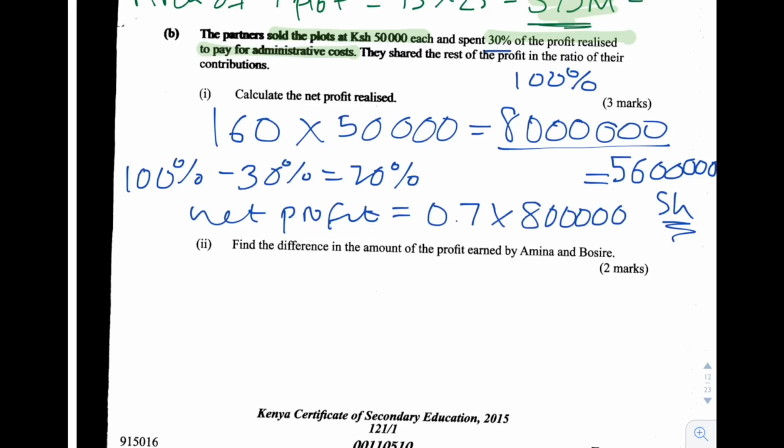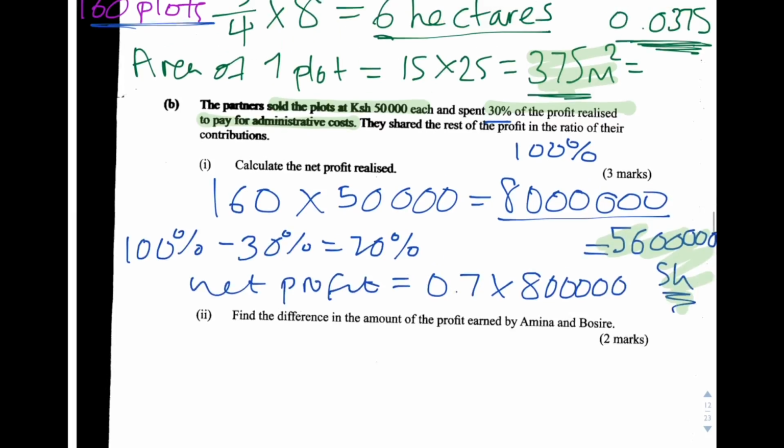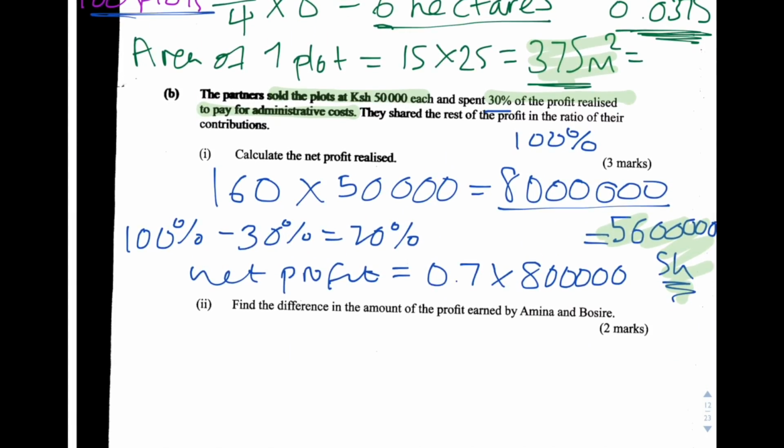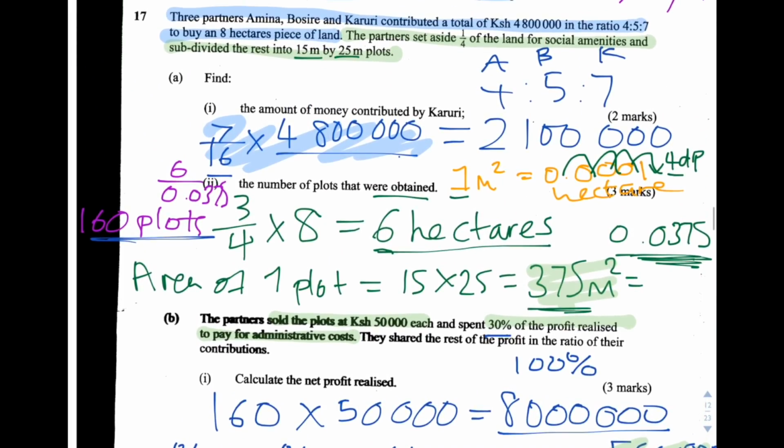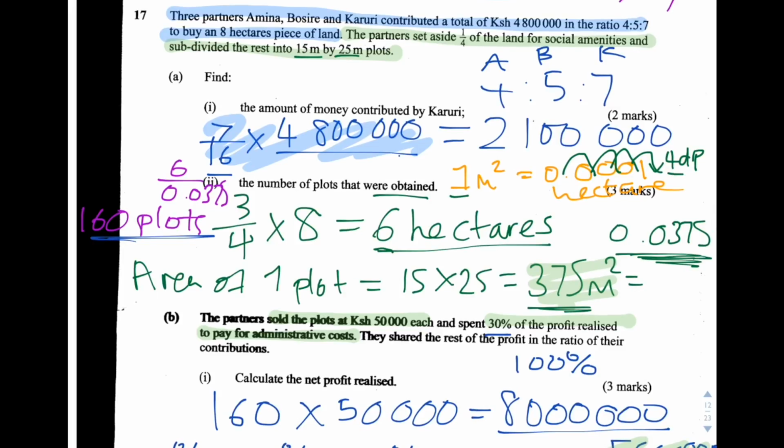So B part 2 says, find the difference in the amount of the profit earned by Amina and Bosire. So we need to use this answer that we obtained in the first part, and we also need to recall the ratios from the previous section, because we're told that they shared the rest of the profit in the ratio of their contributions when it came to buying the land, and we're told that in part A. So we're told in part A that the ratios in which they split the contribution was 4 to 5 to 7.